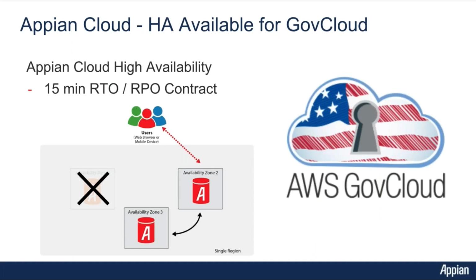We're also proud to announce Appian Cloud is now available in a high availability architecture for GovCloud. GovCloud is obviously our FedRAMP certified environment for the US federal government. This allows you to have a highly secured environment for federal government customers or state government customers. And high availability, of course, gives you a 15-minute RTO RPO contract. This is going to guarantee that any outage is no longer than 15 minutes, recovery time objective, recovery point objective. That gives you replication across 3 availability zones inside of a single data center or a single region per se.